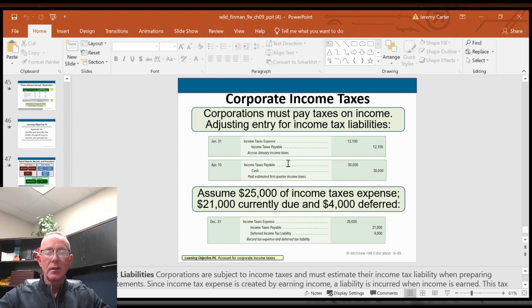Corporate income taxes are a kind of circular calculation because of some timing differences, mostly with depreciation and other deductibility items. Sometimes you don't have to pay all the taxes based on your net income, because your taxable income is different.